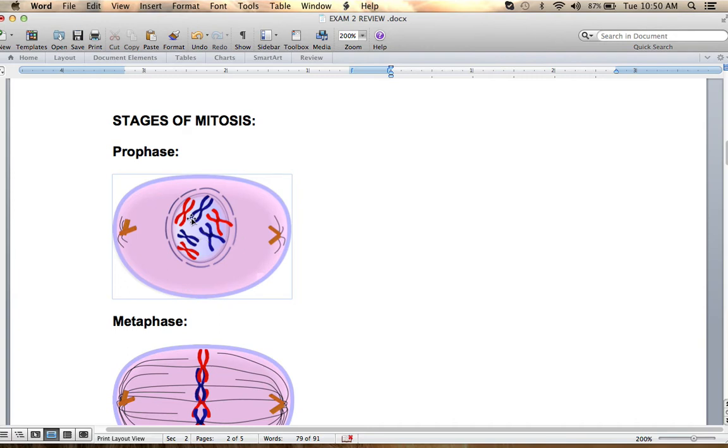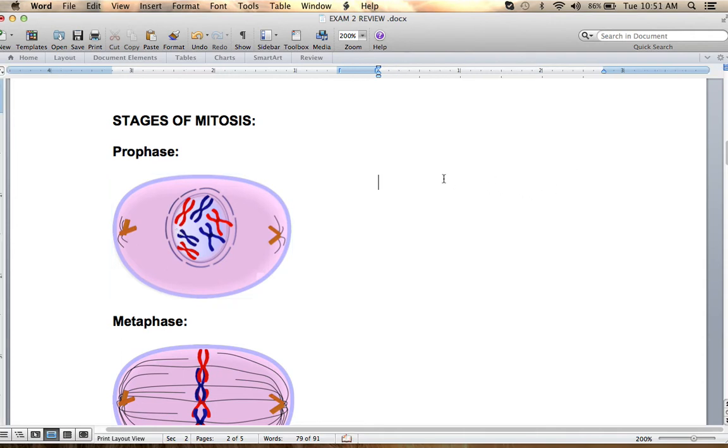So this organism has 1, 2, 3, 4, 5, 6 chromosomes total, but each of those chromosomes has already duplicated, which is why it looks like an X. So each part of the X is a sister chromatid, and they're identical to each other. The two parts of the X on this red X are basically the chromosome that's duplicated and is bound together at the centromere.